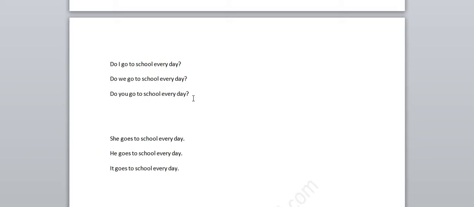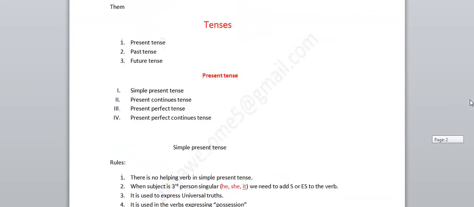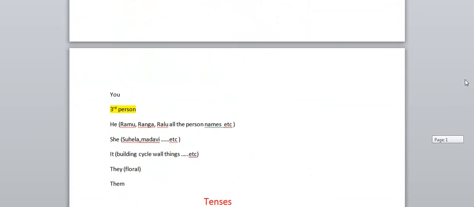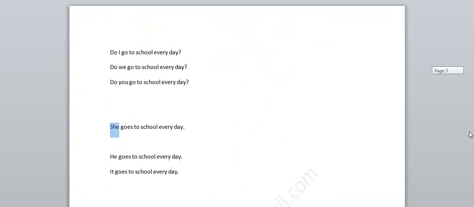Why are we using only do? Why are we not using does? Here is the question. Take this example: She goes to school every day. In this sentence, which person is the subject? This is third person singular. She is the subject, a third person singular. While converting to a question, we need to use does.